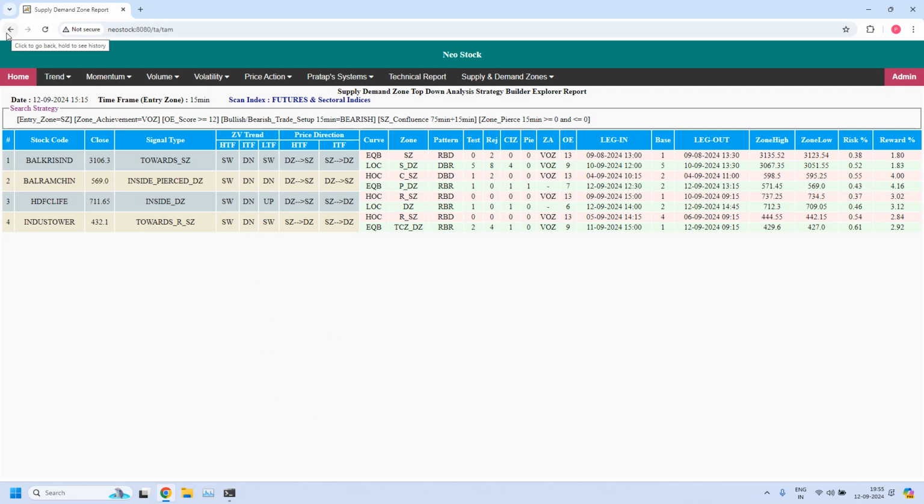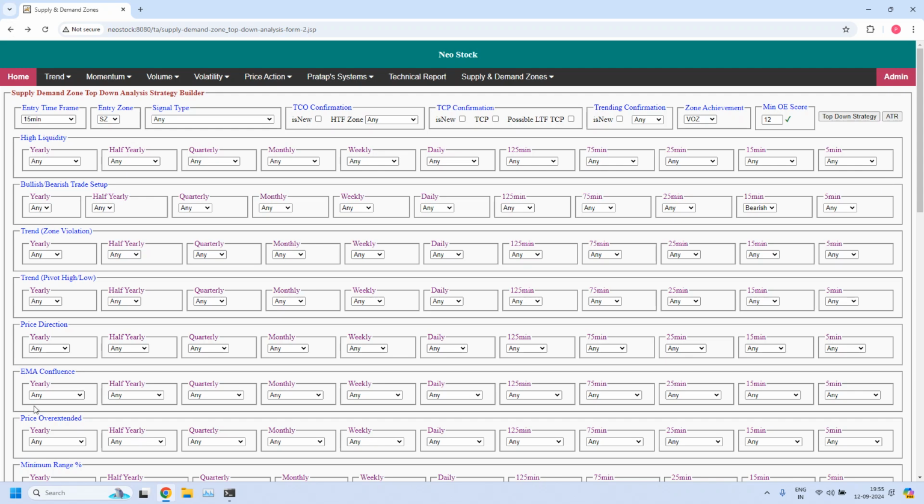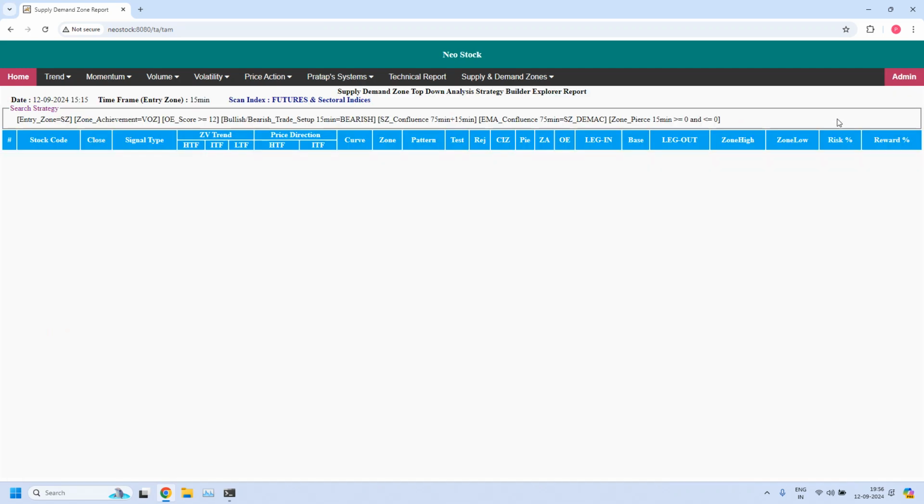Let's verify if any of these 75-minute zones are having daily EMA confluence. In the EMA confluence at 75 minutes time frame, looking for 75-minute supply zone with daily EMA confluence. So none of the zones are having, no issues.